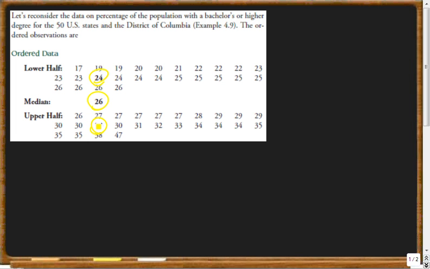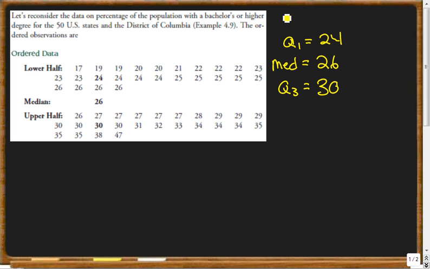We've got our Q1, which is 24, and that's this one right here. That's the median of the lower half of the data. Our median is 26. Our Q3 is going to be 30. You can see that from here. Our minimum and our max are also important. Minimum is going to be 17, and our max is going to be 47.